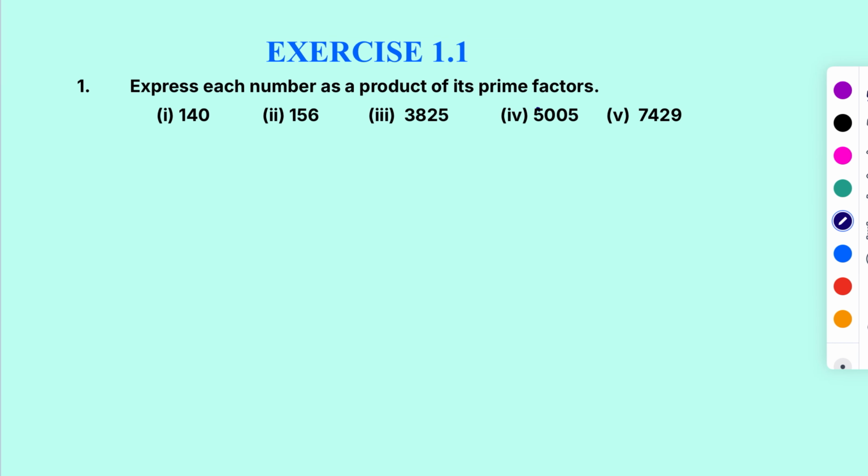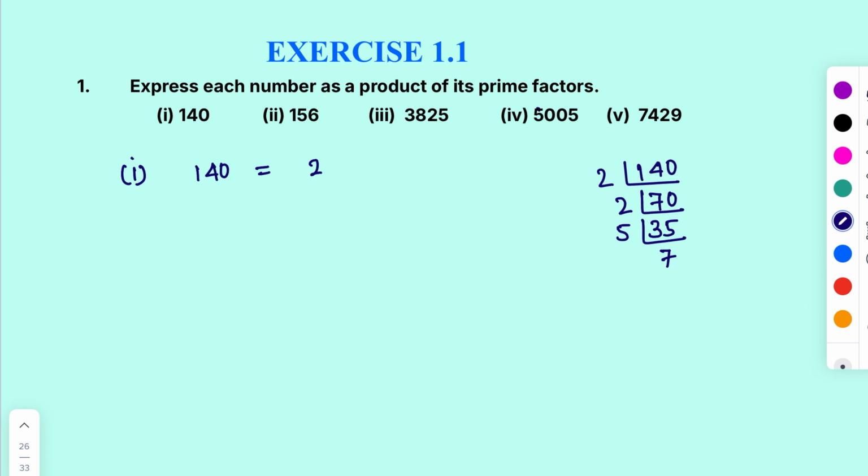Exercise 1.1. This is the first question. We have to express each number as a product of its prime factors. Now, the first number is 140. 140, if you divide by 2, it will be 70. Divided by 2, it will be equal to 35. And divided by 5, it will be equal to 7. So the prime factors, we can write this as 2 multiplied by 2 into 5 into 7. So this will be equal to 2 to the power 2 into 5 into 7.